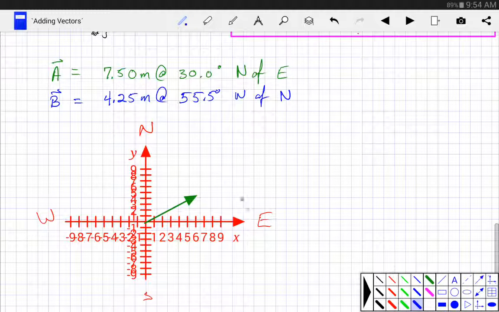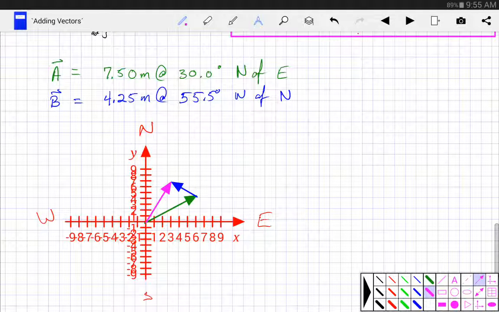So if I'm going to draw that vector and I'm going to start at the end, I need to go 55.5 degrees west of north. So this direction is west, this direction is north. West of north, so starting north, it's going 55.5 degrees this direction. So that vector is going something like this, but only 4.25 long. So there is a real quick and dirty way of drawing those out. And so the resultant would be starting at the origin and ending up at the end of my second vector.